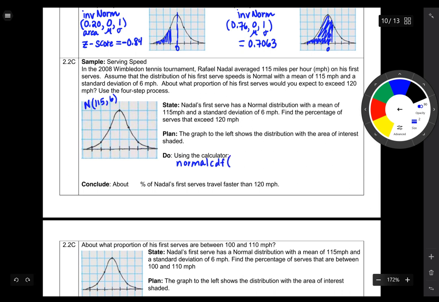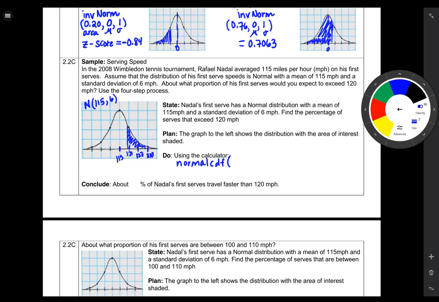Remember, lower bound, I guess I should be sketching it. So here's the mean of 115. This is 121, 127, 133. And we want to know exceeding 120 miles per hour. So right here, and this is the area we're interested in.